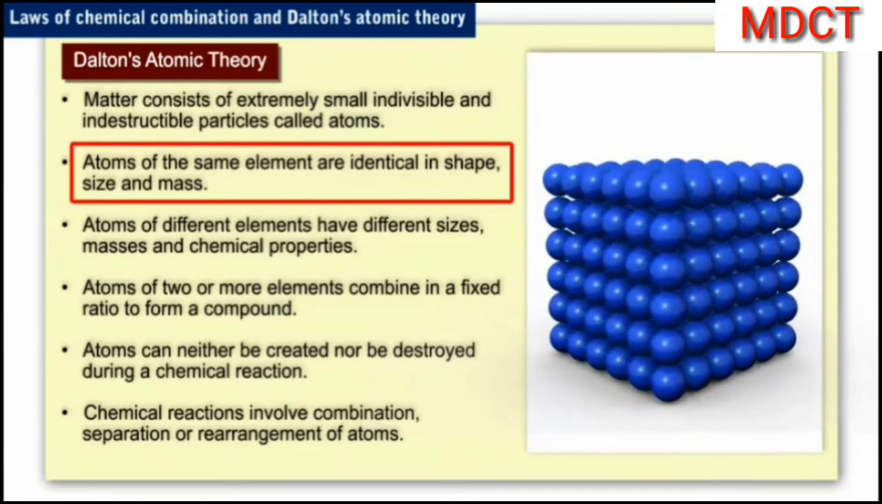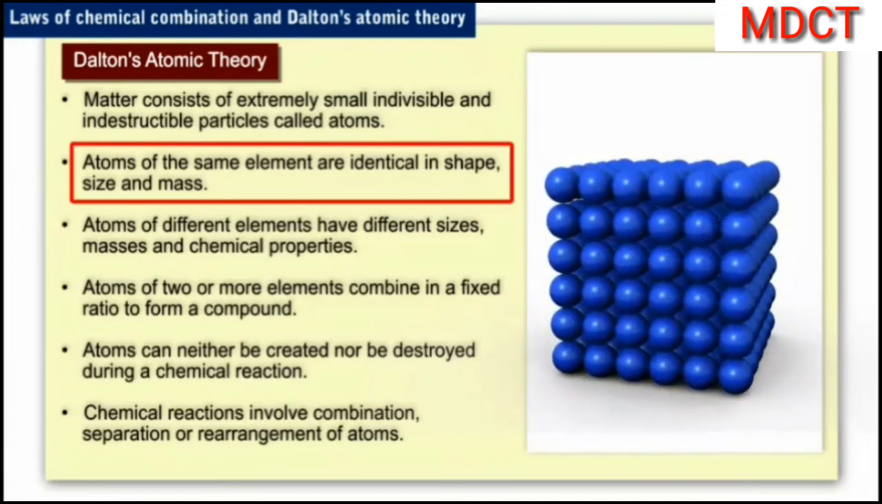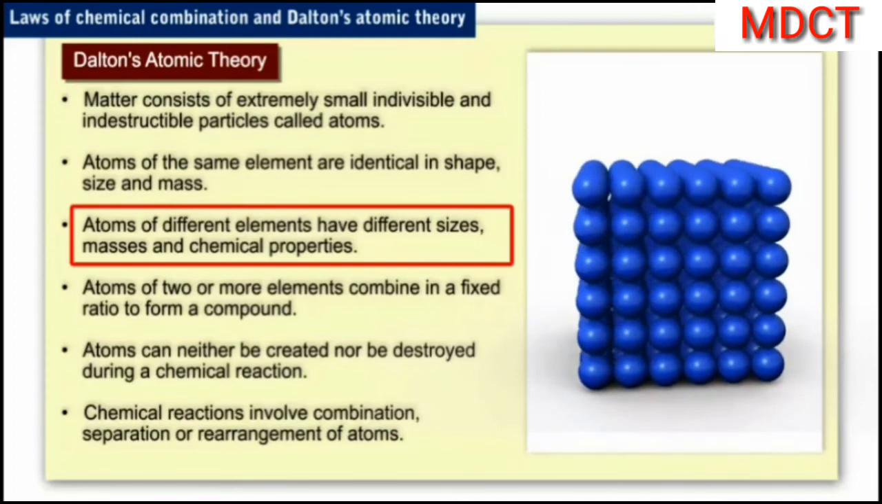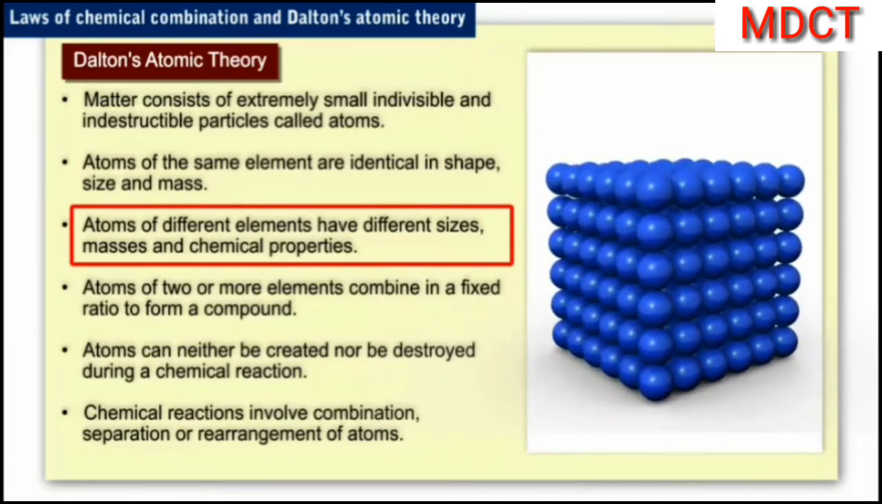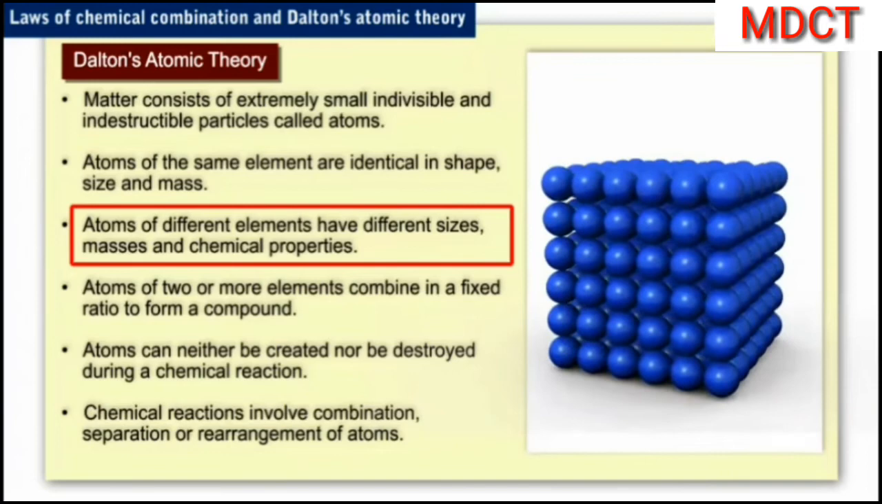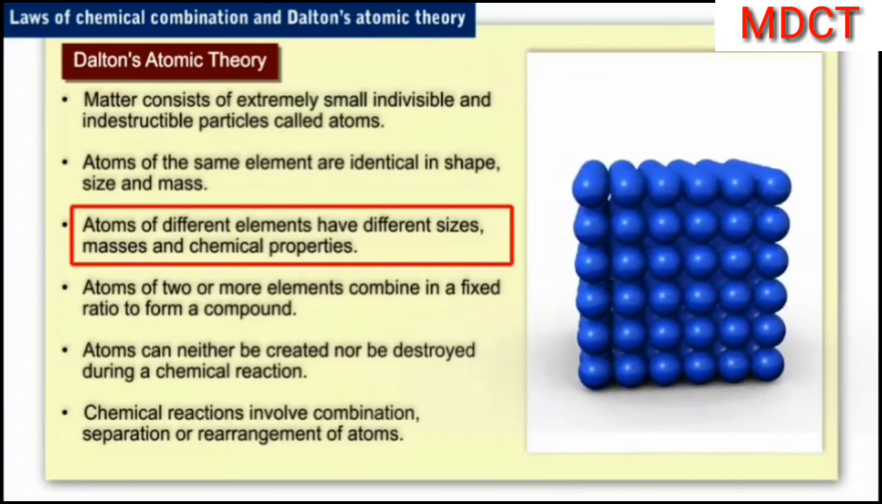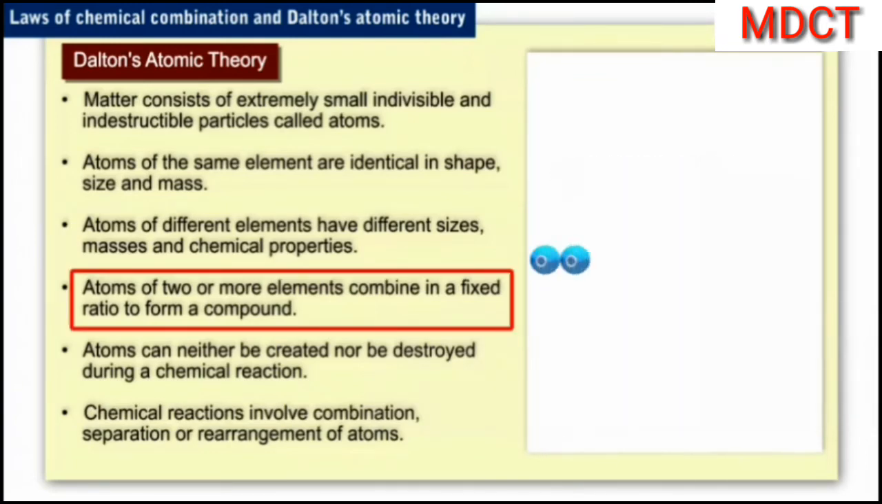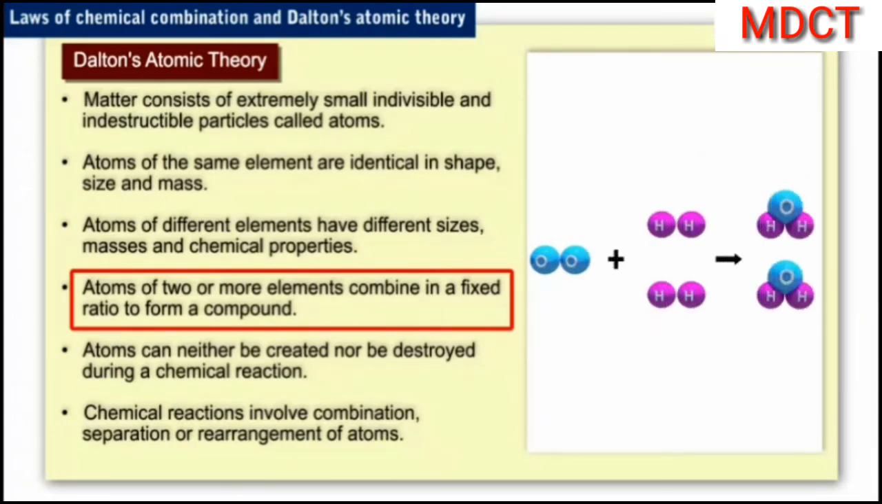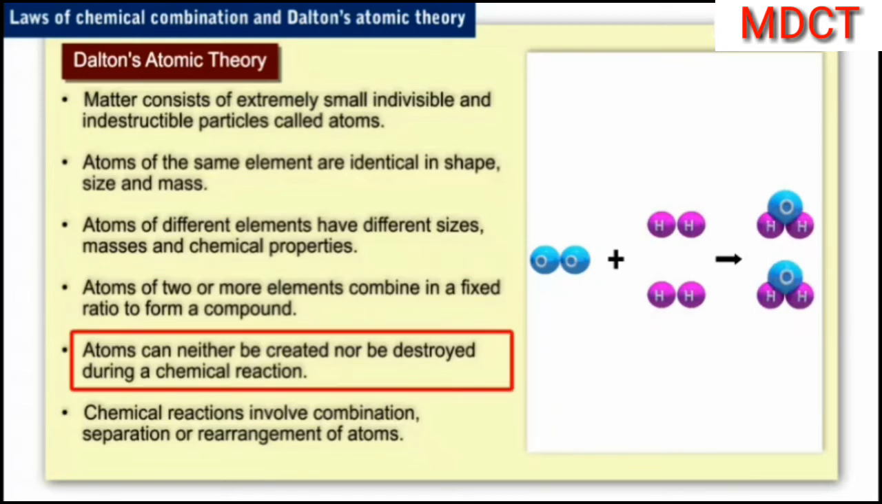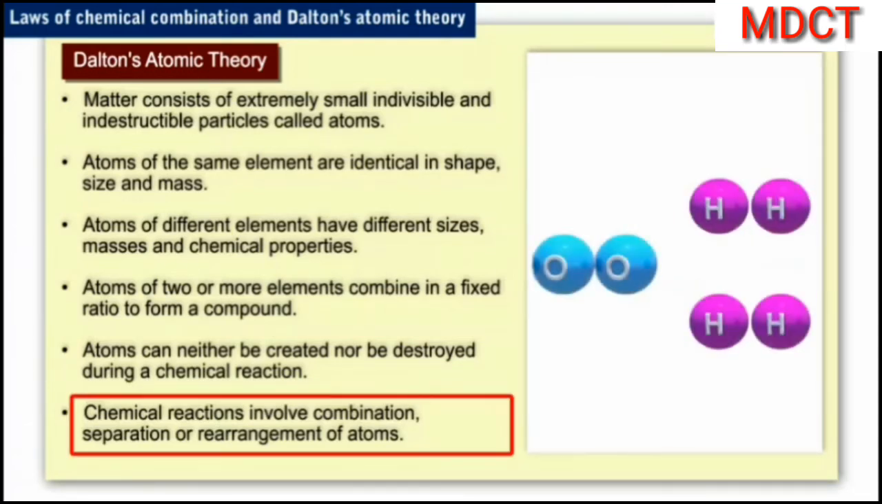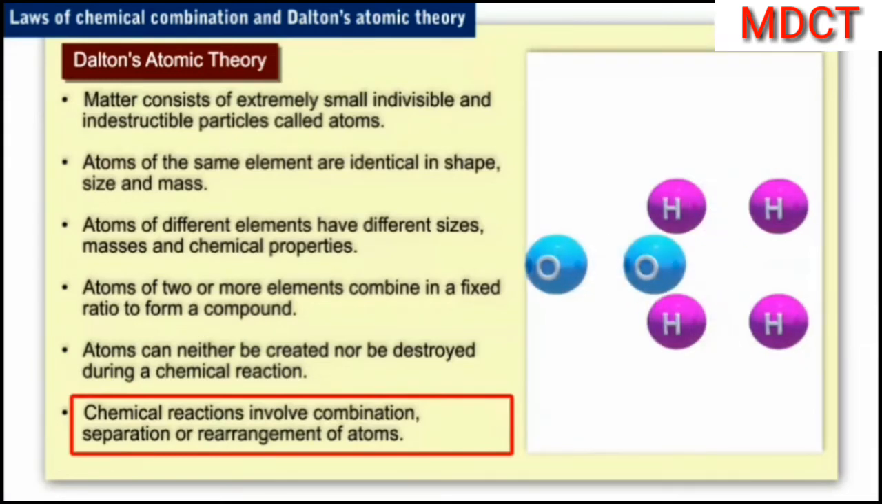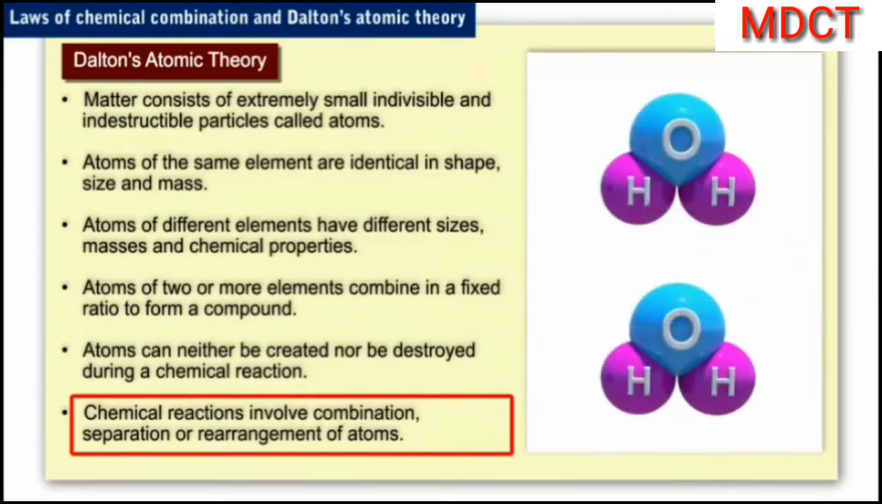Atoms of the same element are identical in shape, size and mass. Atoms of different elements have different sizes, masses and chemical properties. Atoms of 2 or more elements combine in a fixed ratio to form a compound. Atoms can neither be created nor destroyed during a chemical reaction. Chemical reactions involve combination, separation, or rearrangement of atoms.